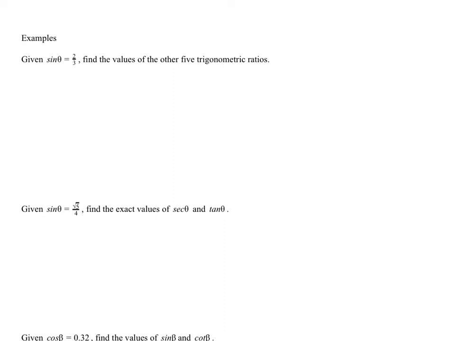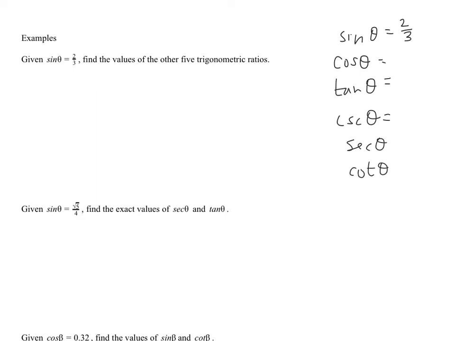So let's look at an extension of this where we can actually find trig ratios based on one given trig ratio. This example says if the sine of theta equals 2/3, find the values for the other 5 trig ratios. So really what I want to find is the cosine of the angle, because I know the sine is 2/3. What is the tangent of the angle? What is the cosecant? What is the secant? What is the cotangent? So really I just want to find the first 3 and then flip them to find the last 3.